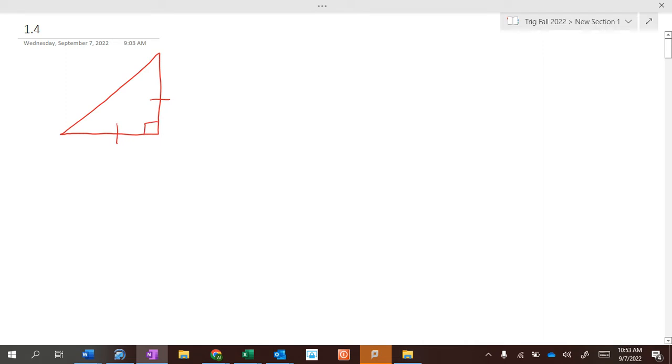What type of triangle is that? Besides a right triangle, what else do you notice? Not equilateral. Isosceles, because it has two congruent sides. An isosceles right triangle is a 45, 45, 90 triangle. So if this side's 1, what's this leg? 1, and the hypotenuse would be square root of 2.